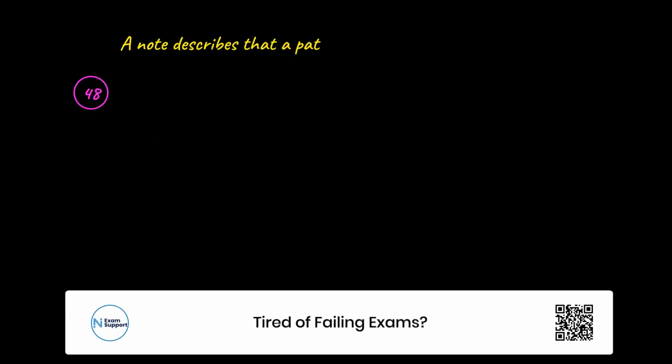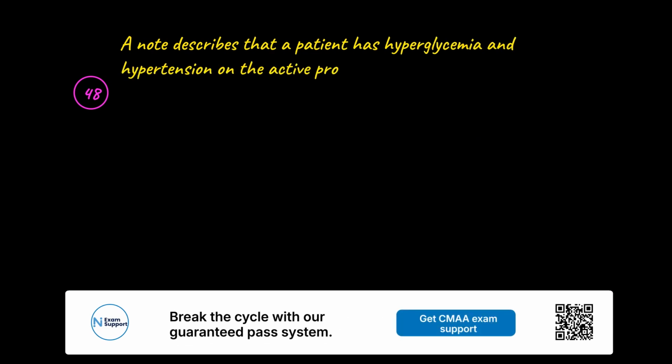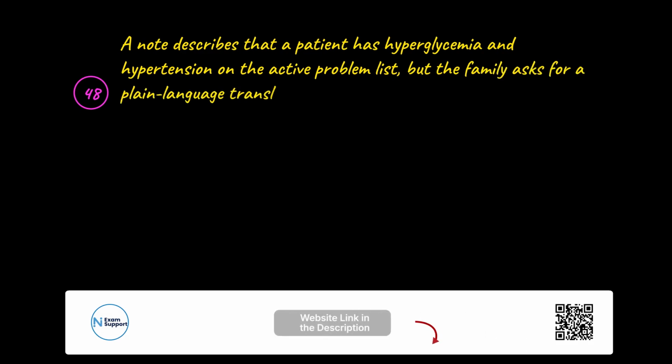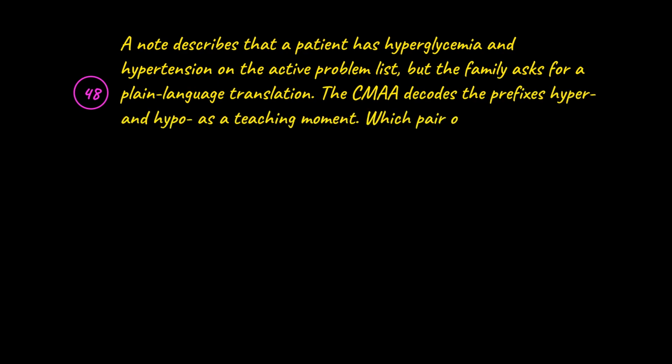Question 48. A note describes that a patient has hyperglycemia and hypertension on the active problem list, but the family asks for a plain language translation. The CMAA decodes the prefixes hyper and hypo as a teaching moment. Which pair of meanings best fits the prefixes in this context?